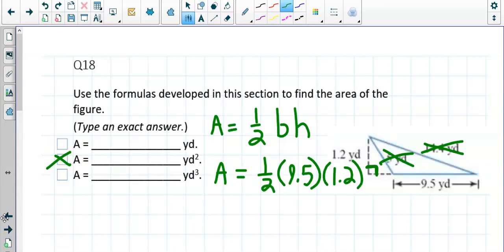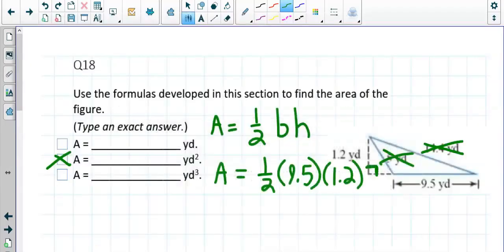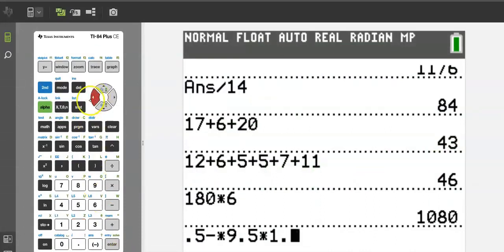So let's go to our calculator, take 1/2 times the 9.5 and the 1.2. 1/2 is 0.5, so 0.5 times, not minus, 9.5 times 1.2. I believe it's 9.5. Let me double check. Yep, 9.5. And again, I didn't delete the minus out. I thought I hit delete.